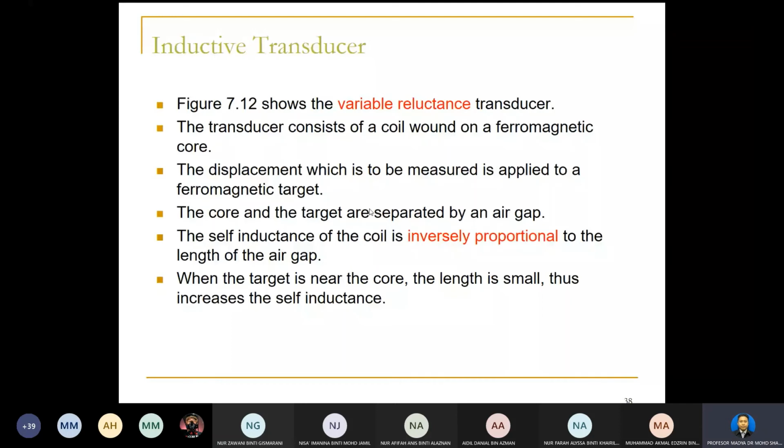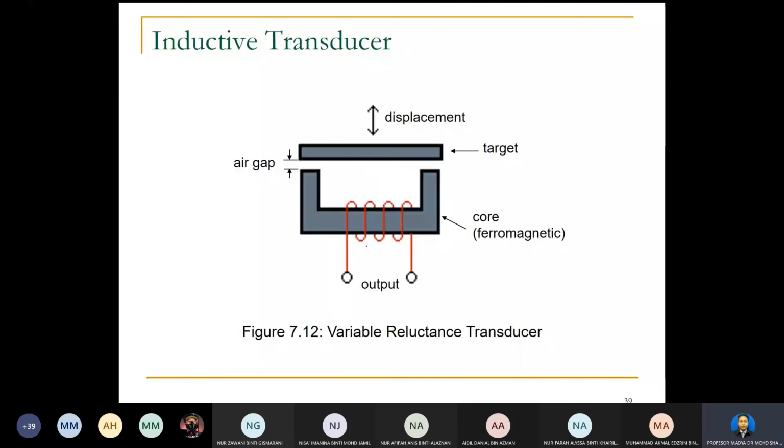Okay, so this is our output, and then we have the core. The core normally is ferromagnetic, and then this is our target, and then we have the air gap here.